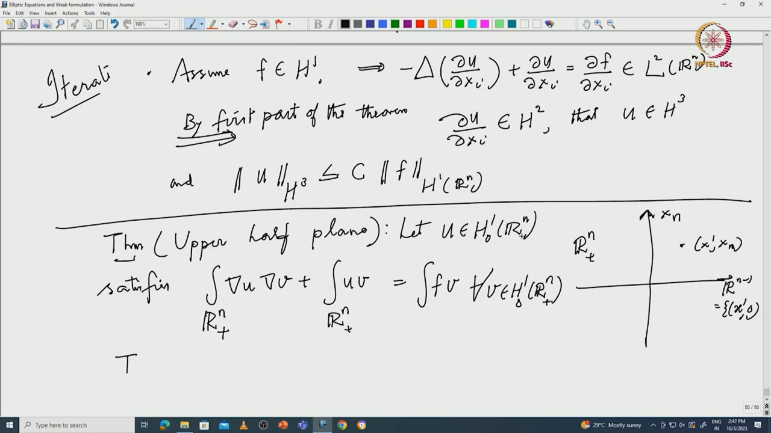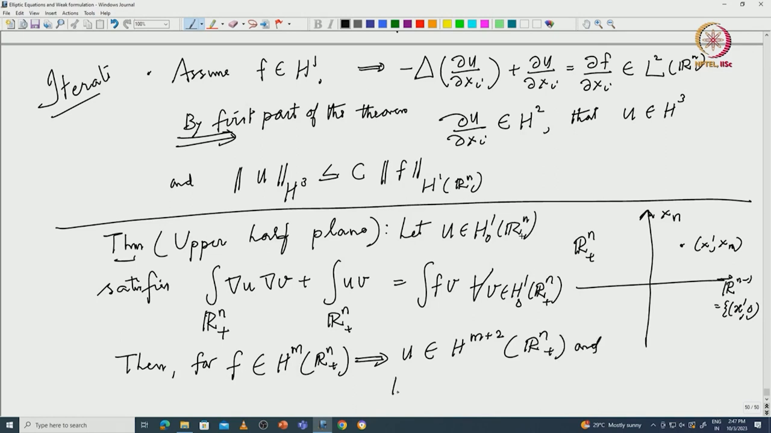So, the same result, so we will prove it for the first part, then for f in Hm of R n plus, this implies u is in Hm plus 2 of R n plus, and you have the estimate, similar estimates, the norm in Hm plus 2 is less than or equal to a constant times the norm of f. Okay.